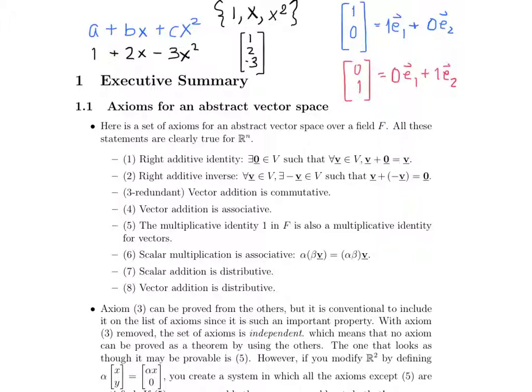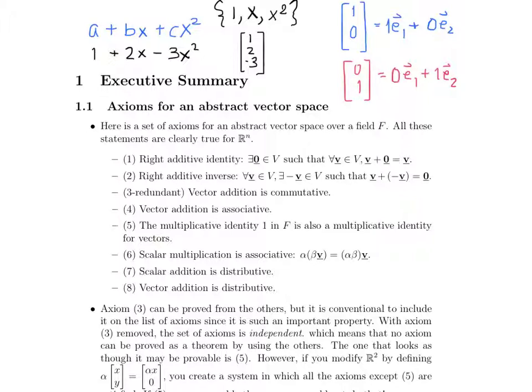Now note that axiom 3 is actually redundant. We've noted this right here. It can actually be proved from the others, but it's conventional to include it because it's so important. But without axiom 3, we actually have a list of independent axioms, which means that no axioms can be proved as a theorem by using the others. But the one that does look like it could be provable is number 5, that we have the multiplicative identity 1 in a field is also a multiplicative identity for vectors.